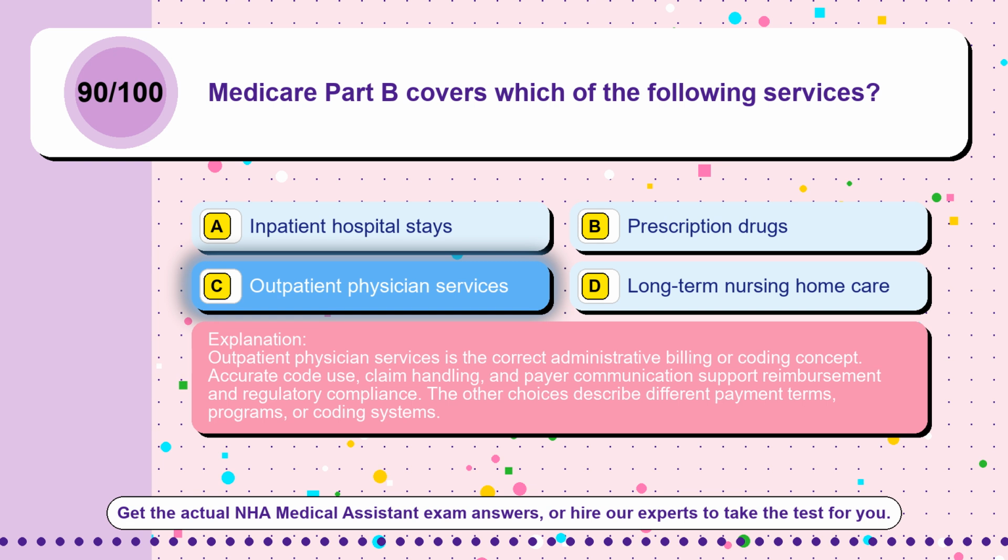CPT codes describe medical, surgical, and diagnostic procedures and services performed by providers. ICD-10-CM codes describe diagnoses, and DSM-5 is used for mental health diagnostic classification. This code set is used for a different coding purpose, such as diagnoses, supplies, procedure details, or evaluation and management levels.